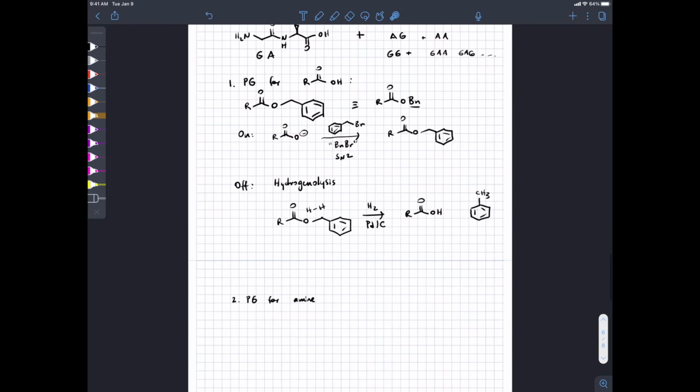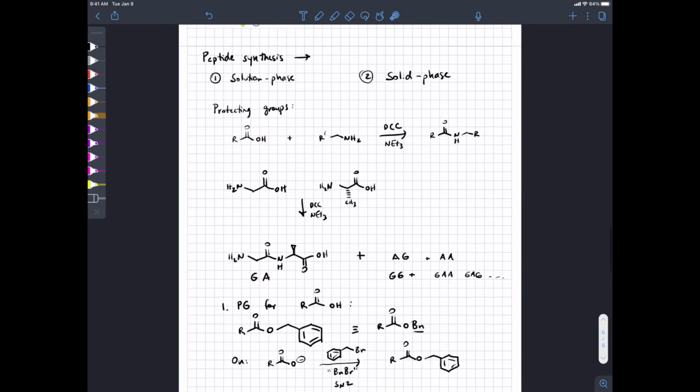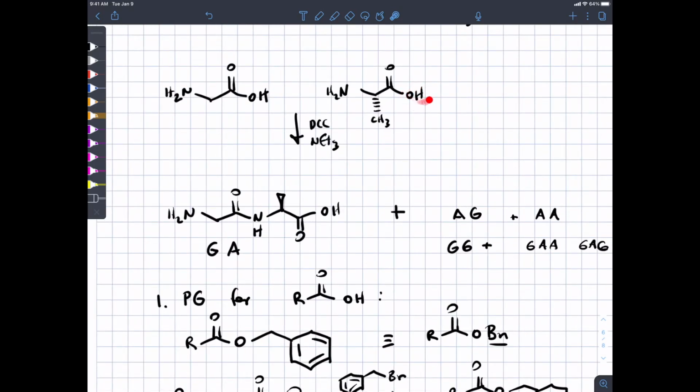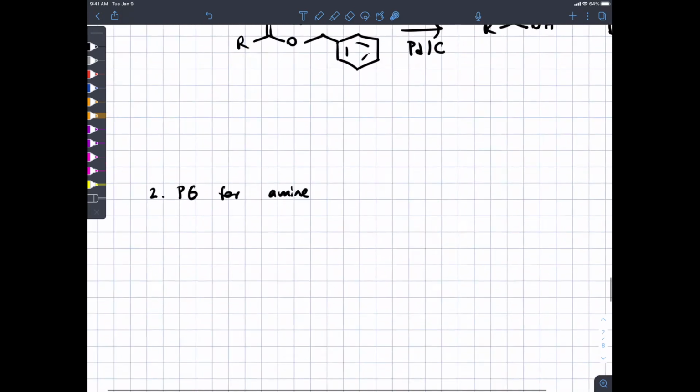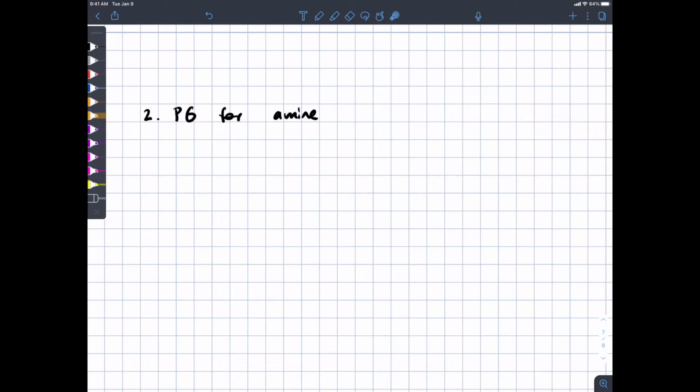Okay, protecting groups for carboxylic acids. Any questions there? That's how we would prevent this: if we'd had a protecting group up here, we put it on the alanine, then only the glycine would have been activated, and so we could control which carboxylic acid got modified. The second is for the amine, and there's a lot of different versions of this. Your text shows you two. I think we'll talk about one to begin with, and then we'll worry about that later.